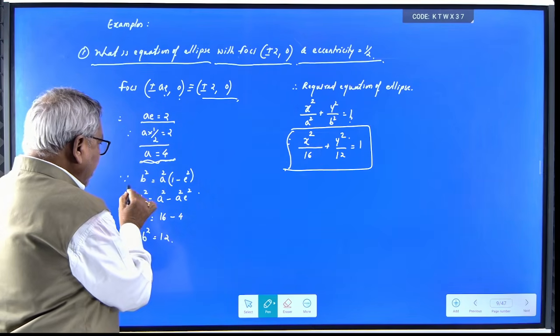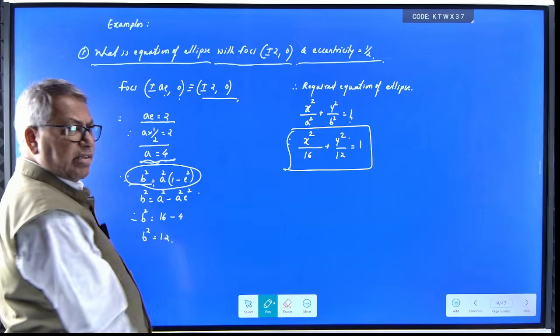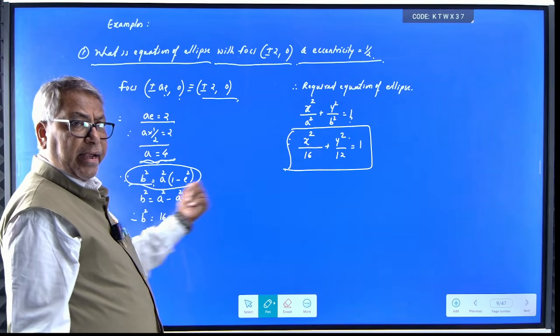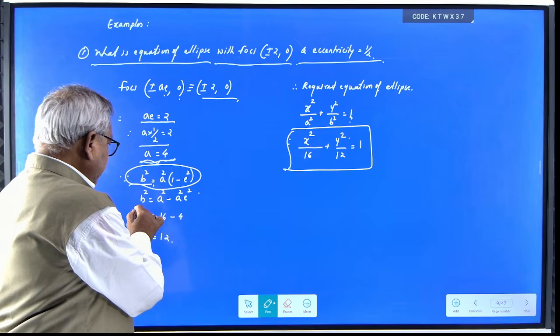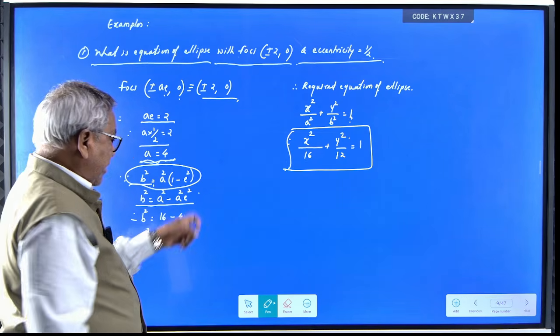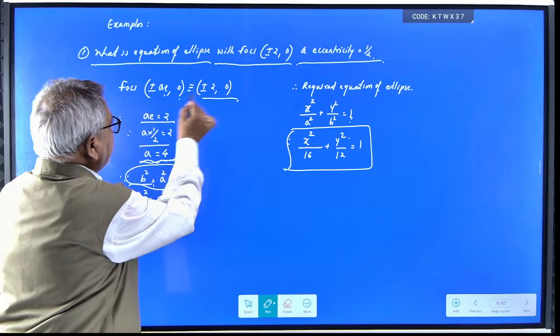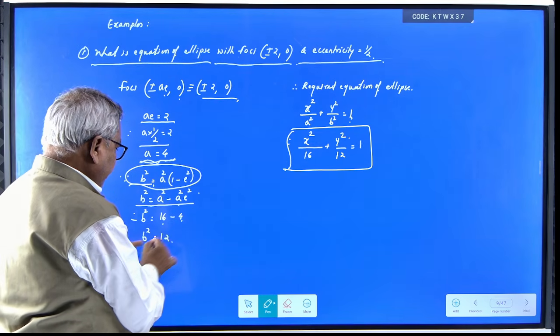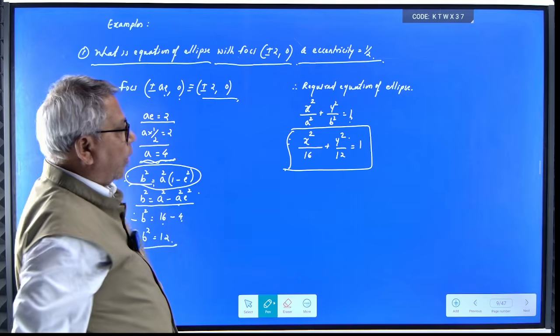The very important relation: for the standard ellipse, B square is equal to A square into bracket 1 minus e square. So simplify. B square is equal to A square minus A square e square, and A e is the focus, which is given as 2. So 2 square. So B square is equal to 16 minus 4, so B square is equal to 12.